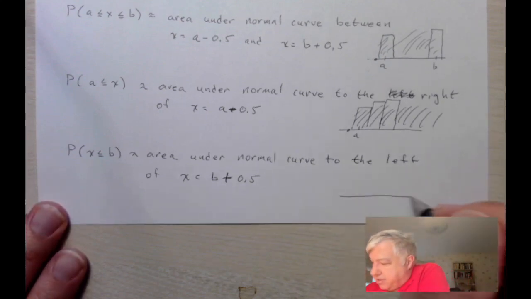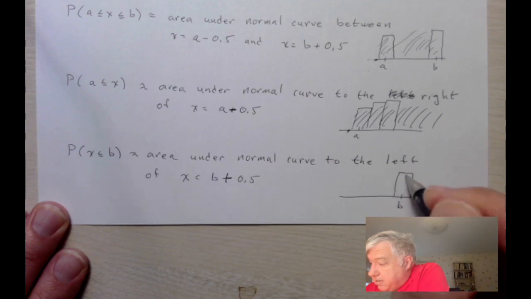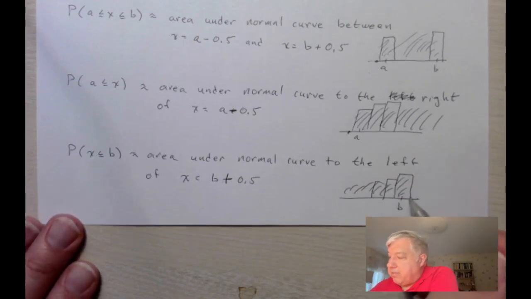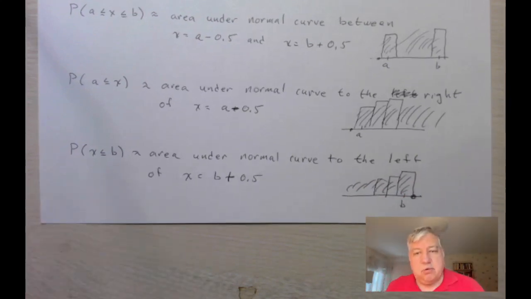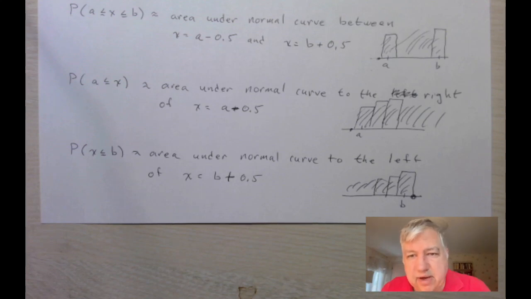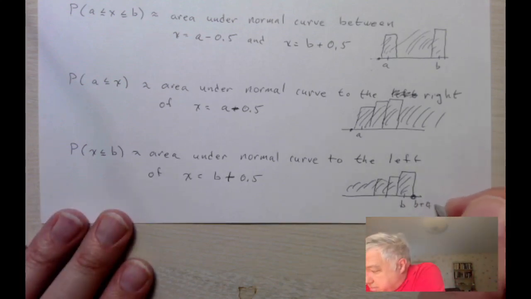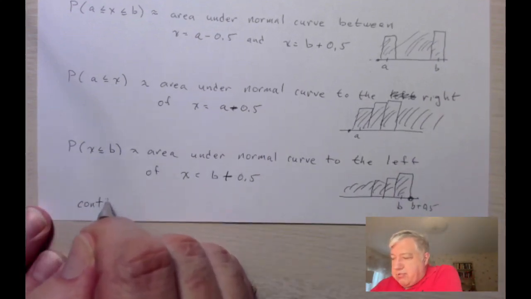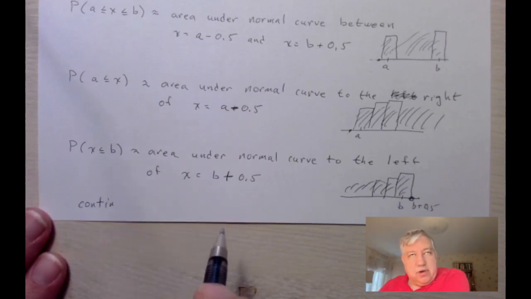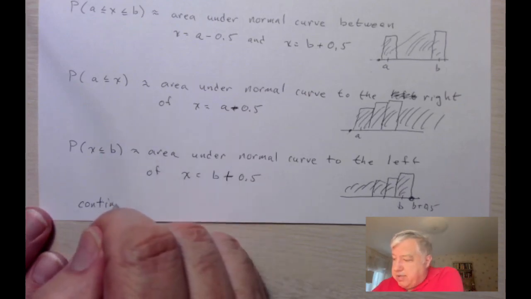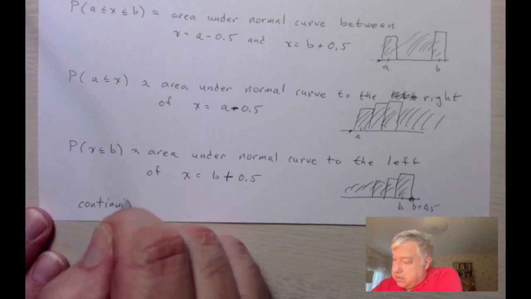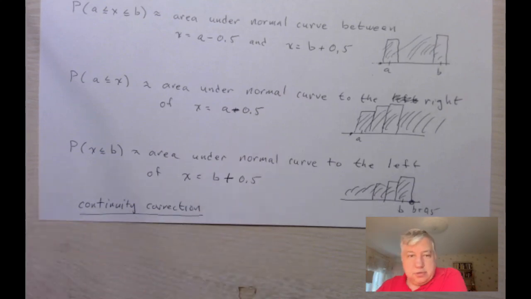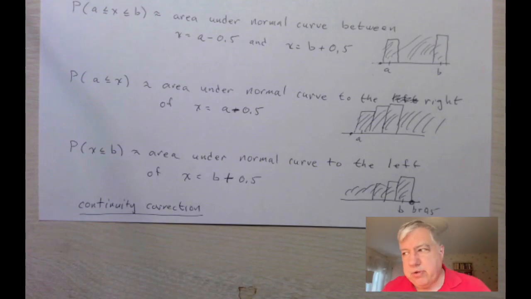And that's because we're in this situation. Here's b. Here's our rectangle and more rectangles here. So here our boundary is right here at b plus 0.5. By the way, just so you know, this adding and subtracting of 0.5 is called a continuity correction. All right, that's the only real tricky part.